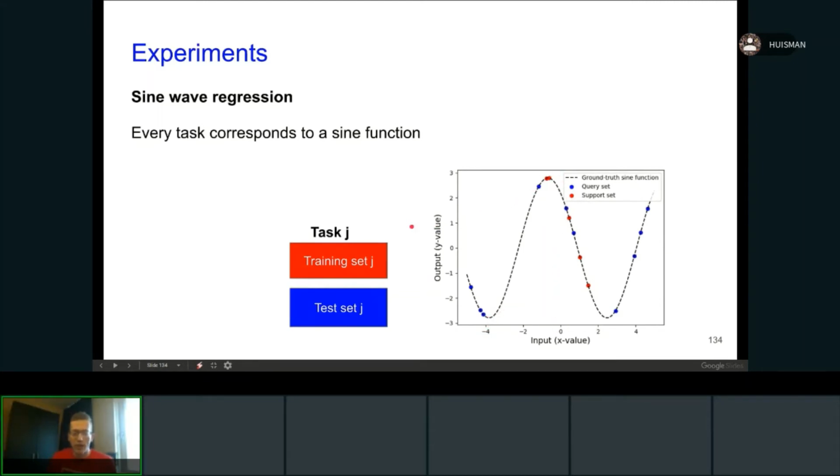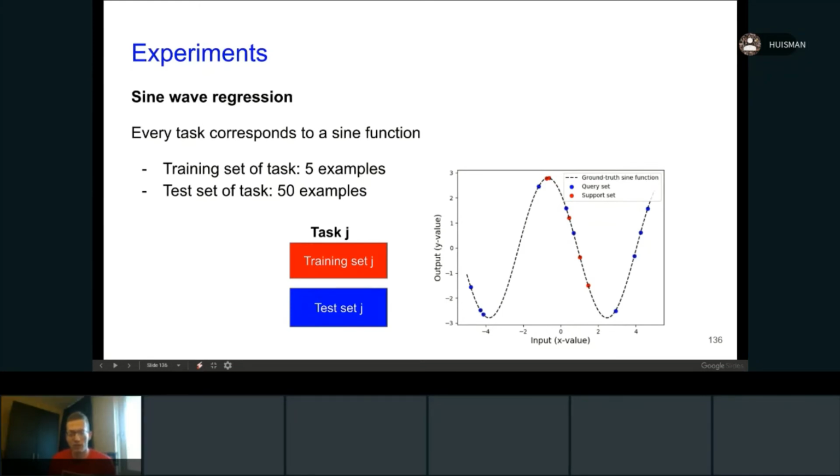So every training set will contain 5 examples. So this is not a lot, and this is very difficult to learn. And as a test set, we use 50 examples. So this is a bit larger to ensure proper evaluation of how it actually learned.